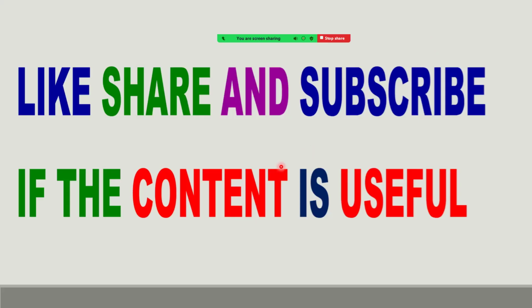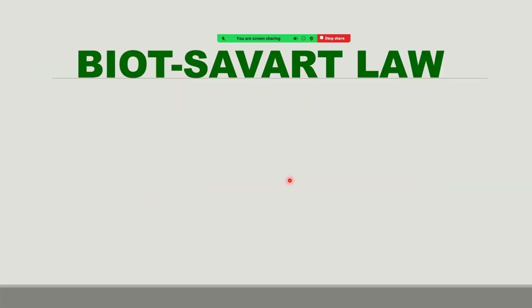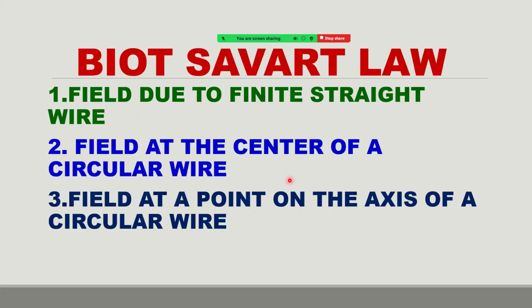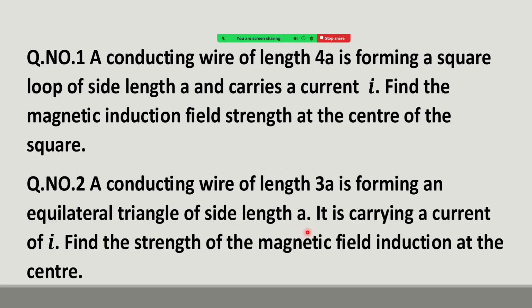Hi students, in the last lecture I discussed Biot-Savart's law, and based on that I discussed the field due to a finite straight wire, at the center of a circular wire carrying current, and on the axis of a circular wire carrying current. Let us now focus on problems. See the first one.